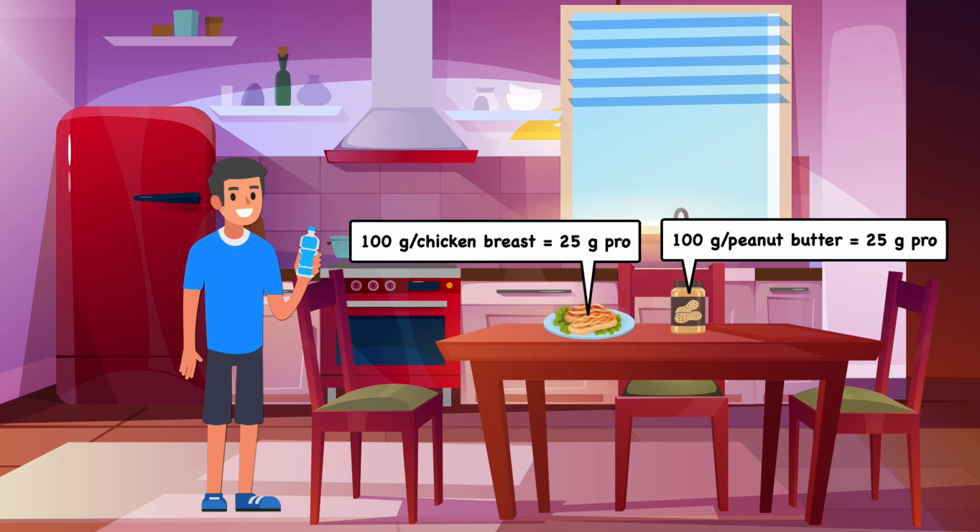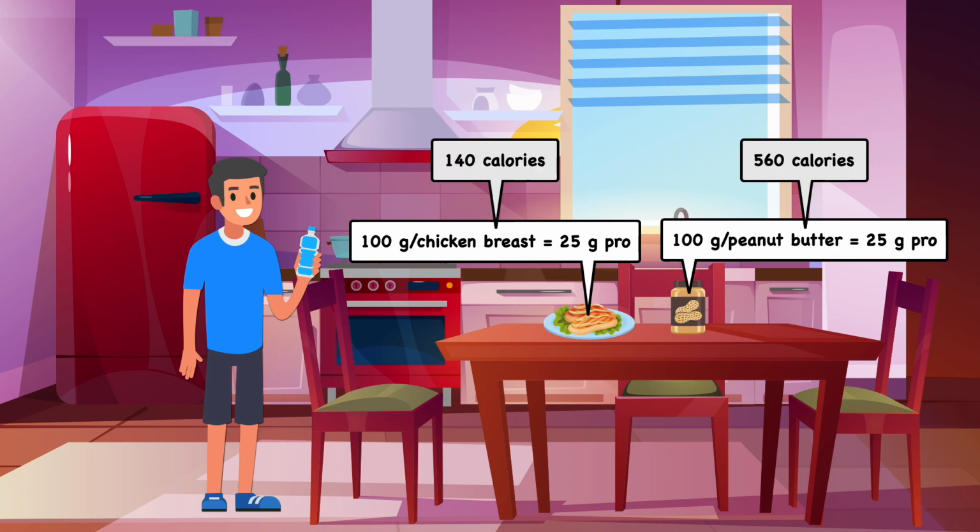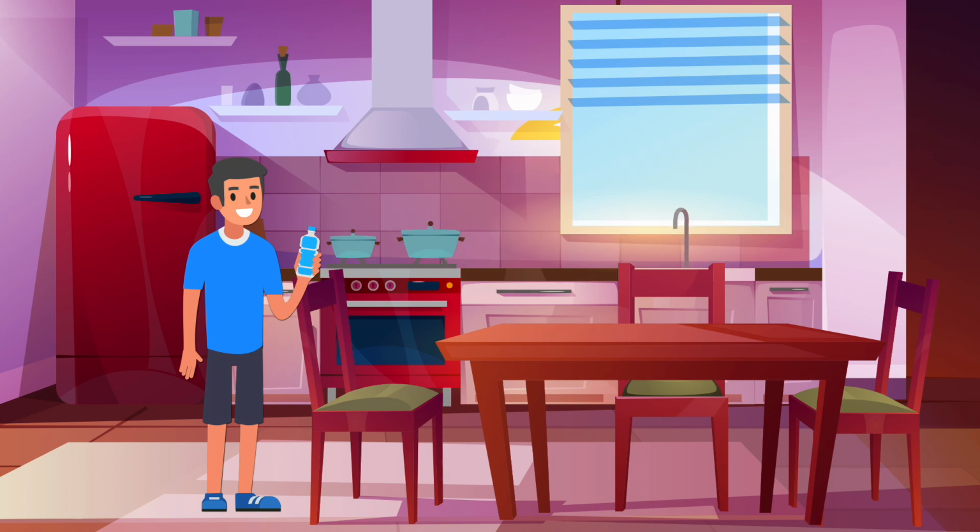A similar exercise exists with grilled chicken and peanut butter. 100 grams of chicken breast and peanut butter both provide approximately 25 grams of protein. Yet when we look at the energy load of 100 grams of each food, we see that we could get 25 grams of protein in 140 calories of chicken breast, whereas peanut butter would deliver 4 times that amount. The takeaway is that protein needs can be satisfied with a combination of plant-based and animal-based foods, but animal-based foods generally offer a more efficient way of getting there.